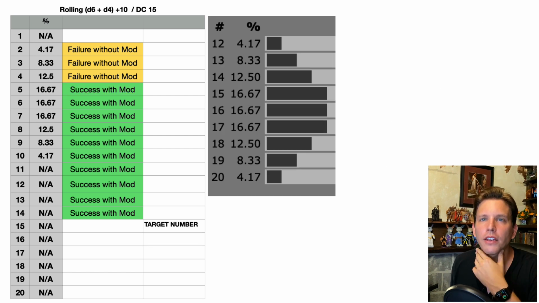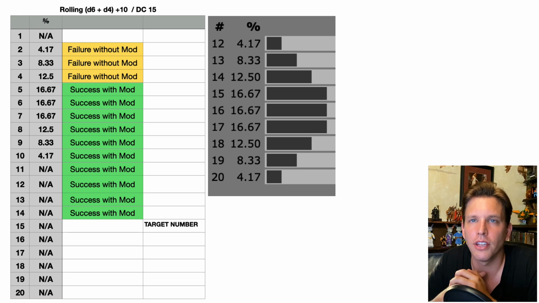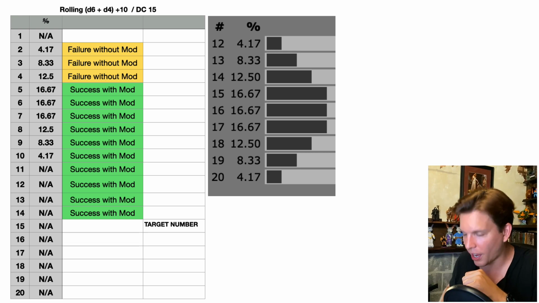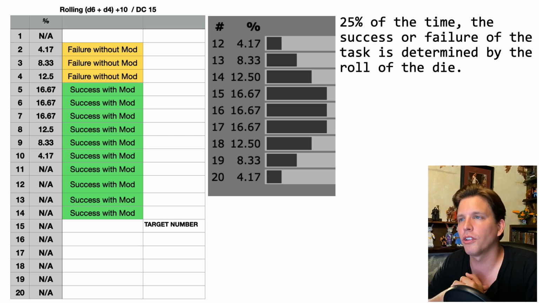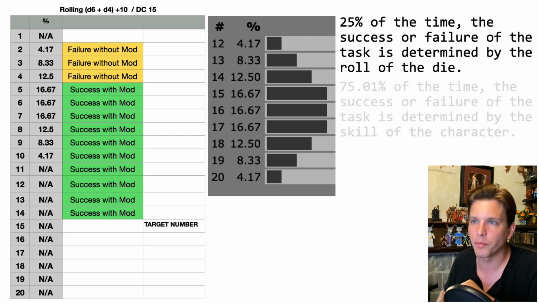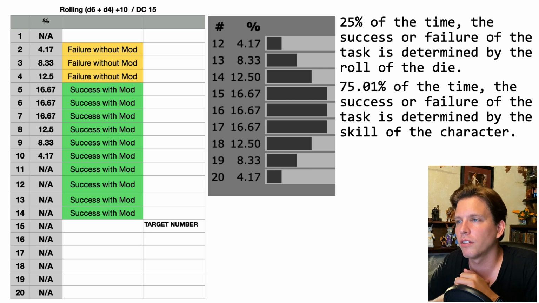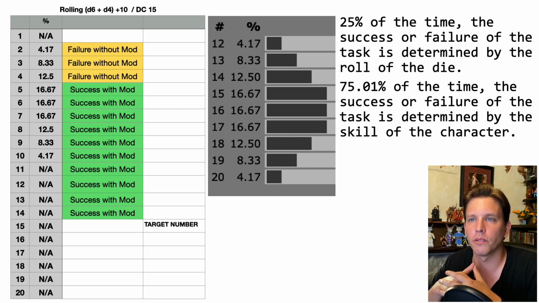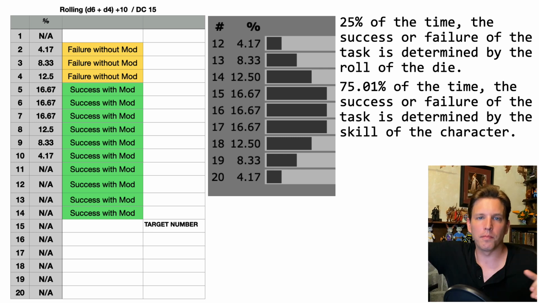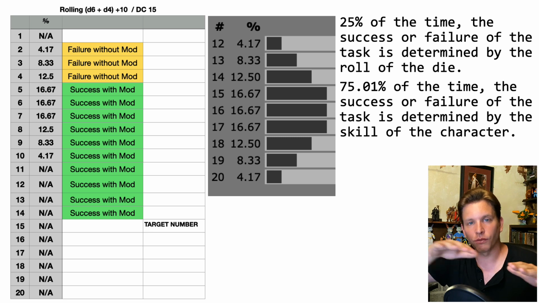We move up to the next tier of play, where we would be rolling D6 plus D4. We would be getting a +10 to our dice, and this means that 25% of the time, success or failure is determined by the dice, and then 75% of the time, the task is determined by the skill of the character. We've all of a sudden gone massively in favor of the player. That may be too abrupt a transition.